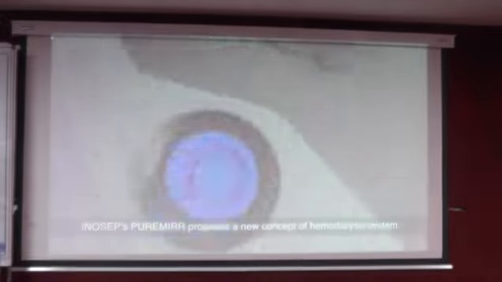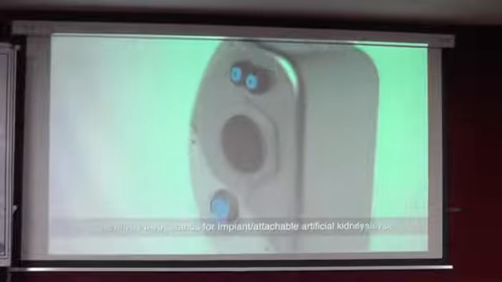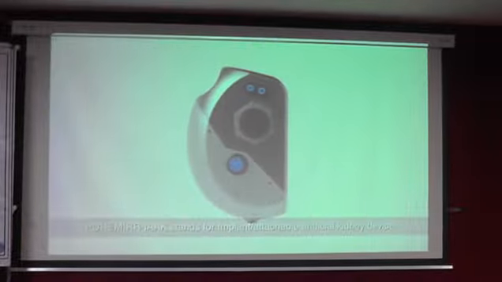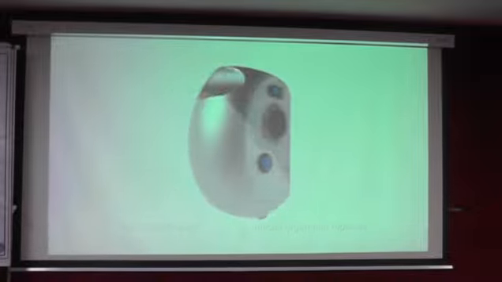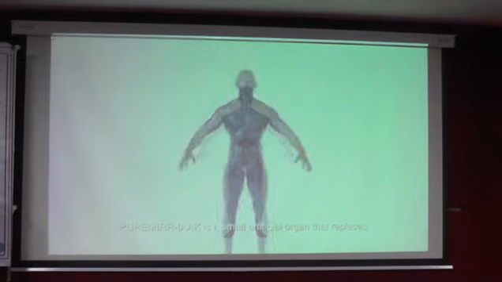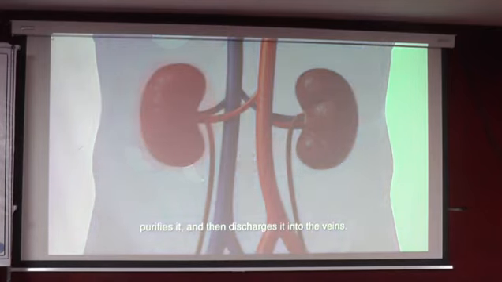Unisex Pure Air proposes a new concept of hemodialysis system. Pure AAK stands for implant, attachable artificial kidney device. Pure AAK is a small artificial organ that replaces the kidney function of patients with ESRD. It receives blood containing waste products from arteries, purifies it, and then discharges it into the veins.